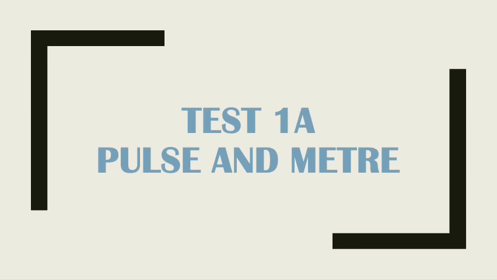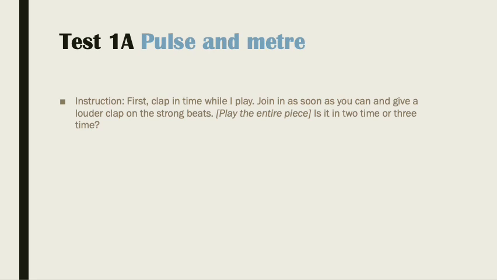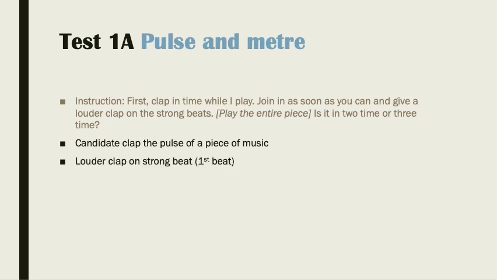Test 1A will be on pulse and meter. The instructions from the examiner will be: first, clap in time while I play, join in as soon as you can and give a louder clap on the strong beats. Then the examiner plays the entire piece. Is it in 2 time or 3 time? The candidate will have to clap the pulse of a piece of music and give a louder clap on the strong beat, which is the first beat of the music, and then identify if it is in 2 time or 3 time.